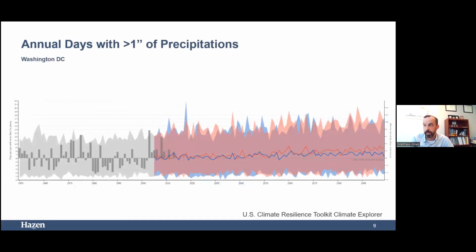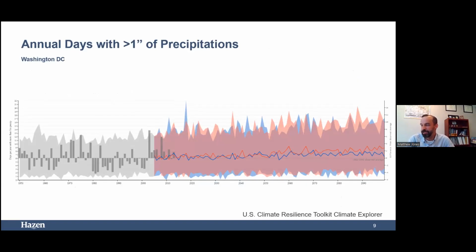So something that you'll see, and this will be somewhat of a theme, is some variability in what those projections are. One thing we can look at, and I apologize, the scale on this graph may make it a little difficult to read, is using the US Climate Resilience Toolkit. This happens to be for Washington, DC, looking at the annual days with greater than 1 inch of precipitation. That shouldn't be plural, sorry.